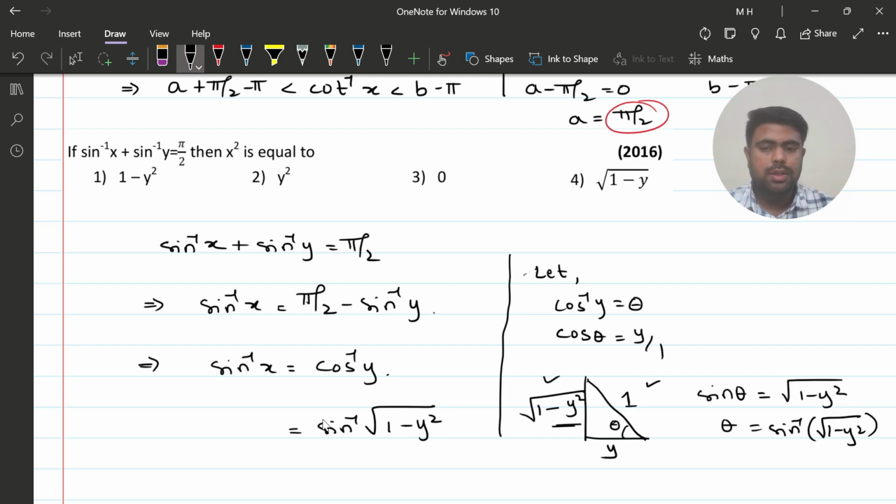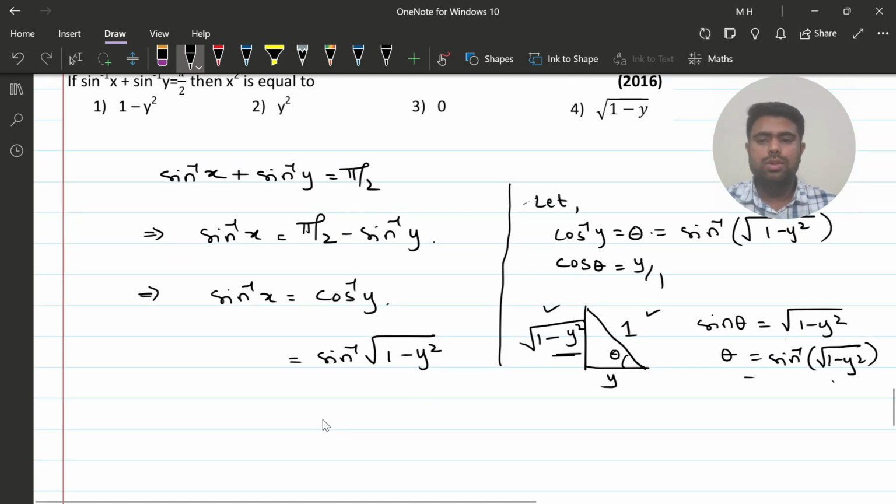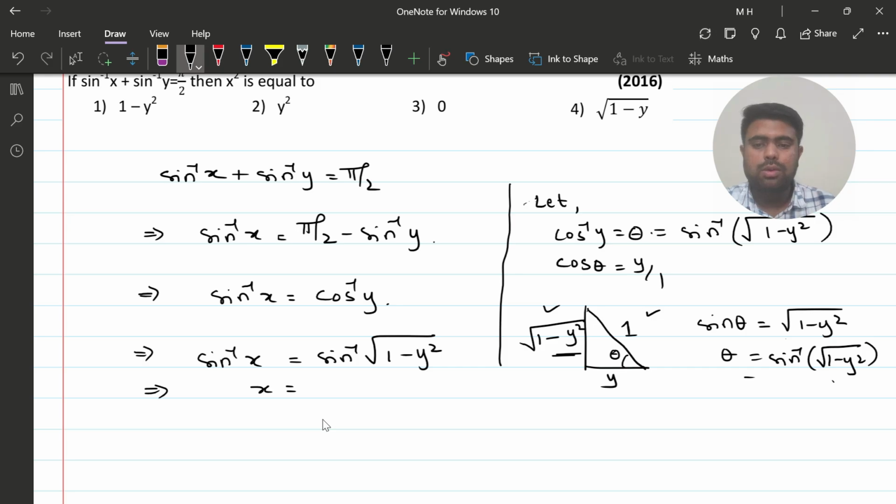So theta is cosine inverse y. Therefore theta is also equal to sine inverse of root of 1 minus y square, right? So this is what you have. Sine inverse x is equal to sine inverse of root of 1 minus y square. This will immediately give us x equal to root of 1 minus y square.